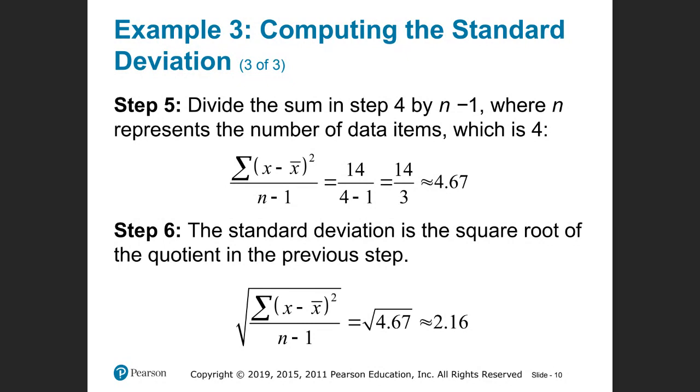Step 6, the standard deviation is the square root of the quotient in the previous step, so we're going to take the square root of 4.67, which is approximately 2.16. And that concludes this relatively short section.